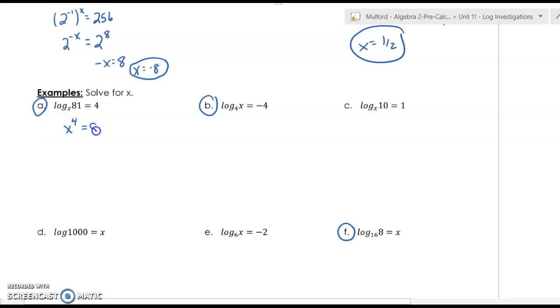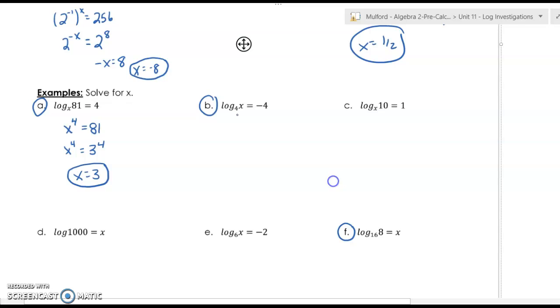X to the 4th equals 81. So what I'm looking for is a number that when I take it to the 4th power gives me 81. So I can think about 2 to the 4th power. That would be 16. That wouldn't work. 3 to the 4th power. So 3, 9, 27, 81. Yeah, x to the 4th would be the same thing as 3 to the 4th. So again, my bases are different in this case, but my exponents are equal, so my bases must be the same. X equals 3.